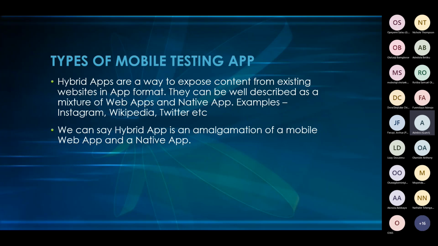Then hybrid apps, we can say a hybrid app is an amalgamation of mobile, web, and native app. That's basically what hybrid apps are. You can use websites to access it, and you can also download it and install it. Okay, I hope we are clear about the 3 types of mobile testing apps.